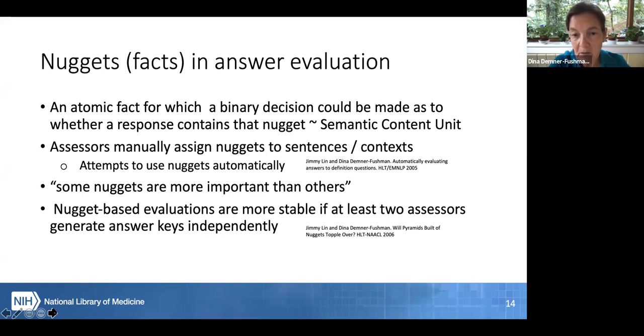And the idea also was that they can only be assigned manually by the assessors because of the semantic complexity. So we tried to do it automatically. We showed that, yeah, you can do it automatically and it correlates with human judgments. We also looked at these vital versus OK, and it turned out that these are very unstable and very subjective. If you have two assessors, it's more stable. We did not have the luxury of two assessors per every answer, so we decided that we will not make the distinctions between the vital and OK.